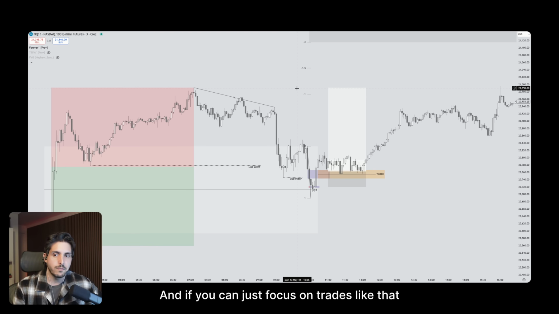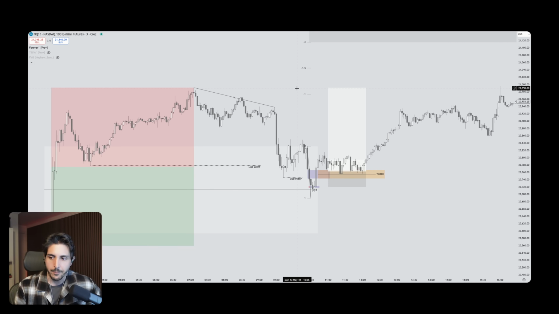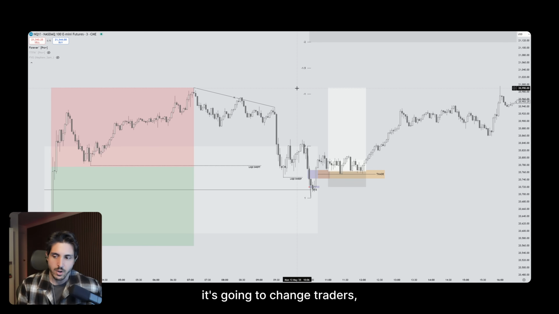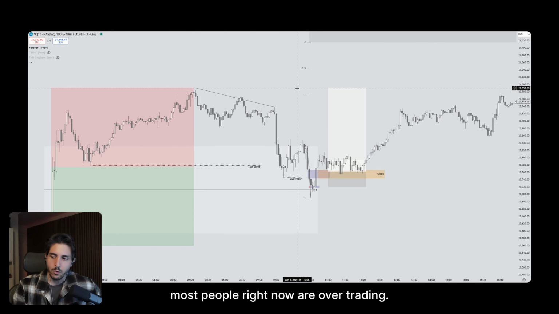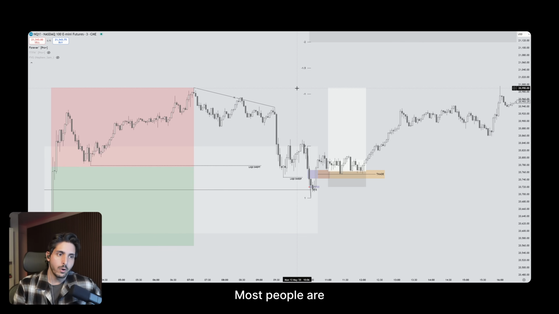And if you can just focus on trades like that, which might happen once or twice a day, it's going to change traders. It's going to change their life, because most people right now are over trading. Most people are giving back profits from the morning.